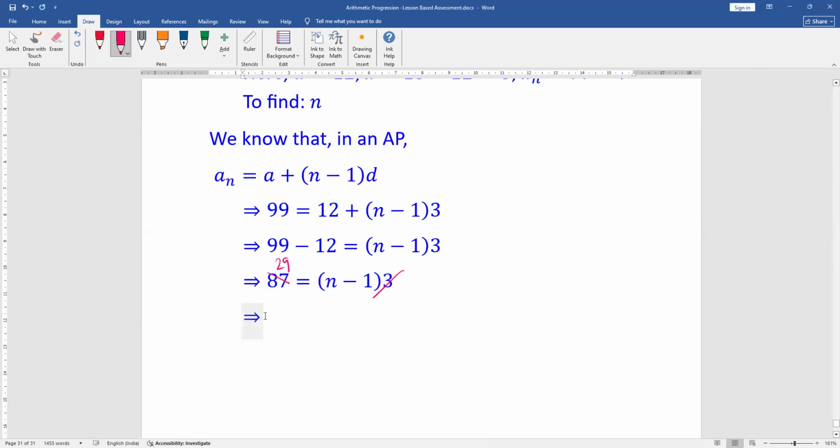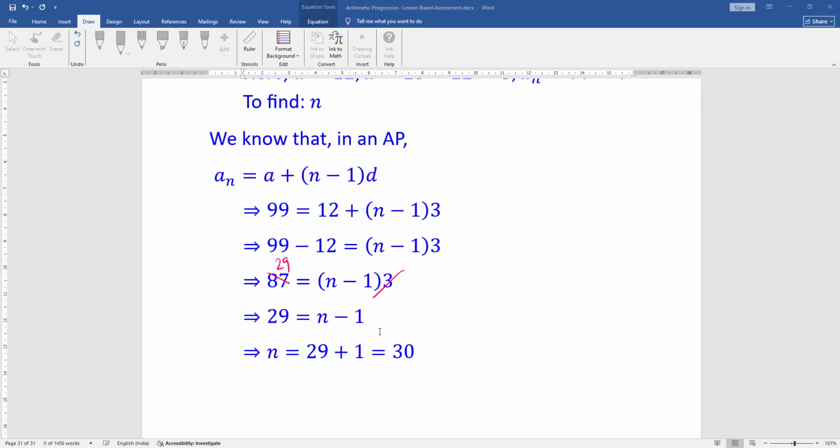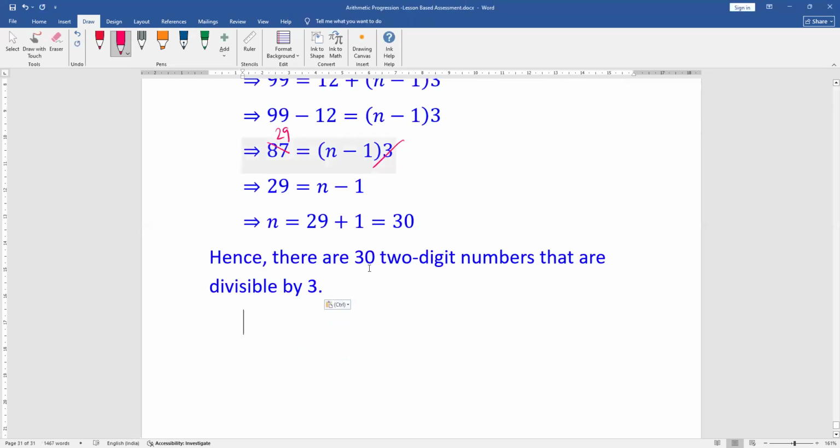Okay. And then I write 29 equals N minus 1. In my next step, I transpose this minus 1 to the left hand side, and then it becomes 29 plus 1. So N equals 29 plus 1. Okay. Or that will be equal to 30. Okay. So hence there are 30 two-digit numbers that are divisible by 3.